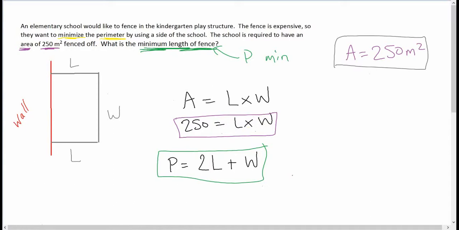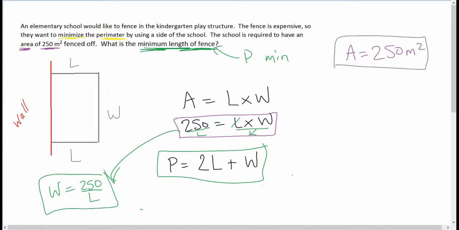then we'd want to have the width all by itself in this area equation. You'll see why in a minute. So to get the width by itself, we would divide by the length to isolate the width. So the width is equal to 250 over L. And over here, the length cancels, so the W is by itself. Okay. So we're going to guess the length, figure out the width. All right, let's make a little table of values so we can keep track of everything.